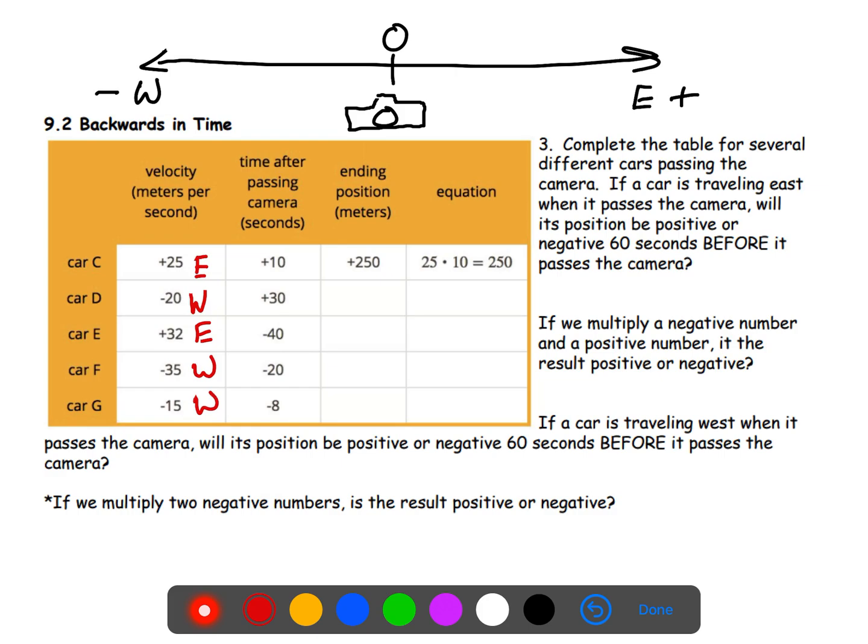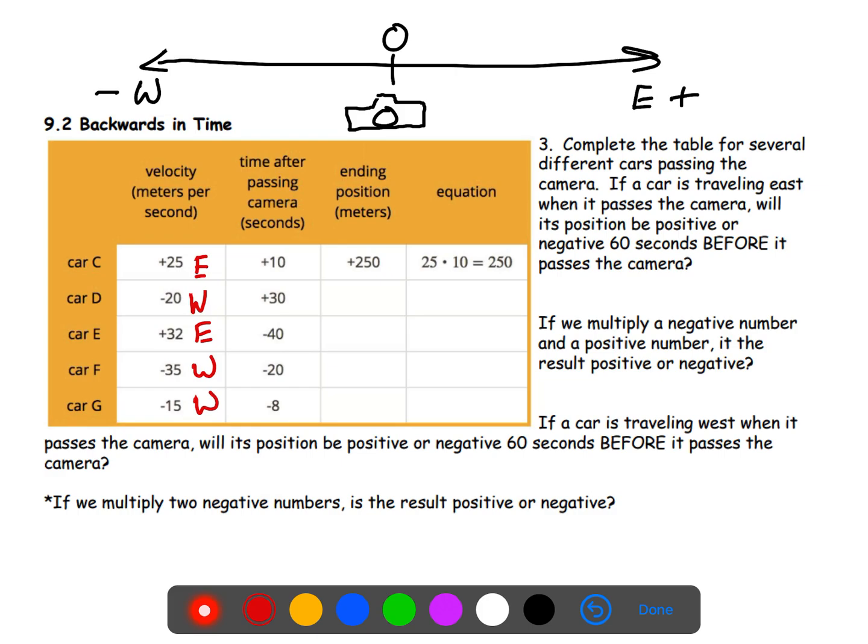Now, based off of yesterday's example, our times were always a positive amount. Okay, here, what it's going to tell us is that a negative time is when the car has not yet reached the camera here in the center. So let's take a look at this first example, car C, and try to understand that a little bit better.